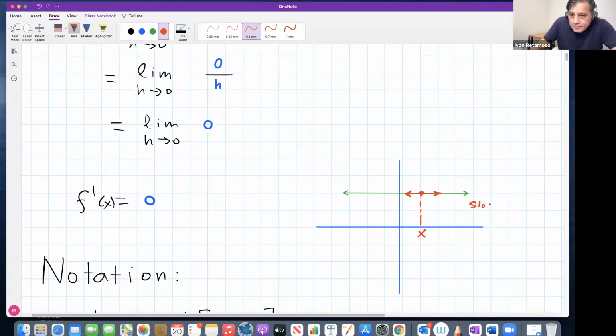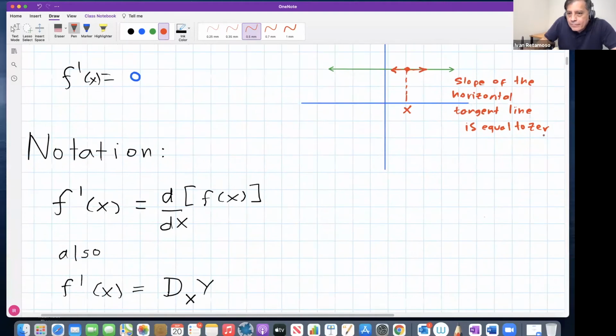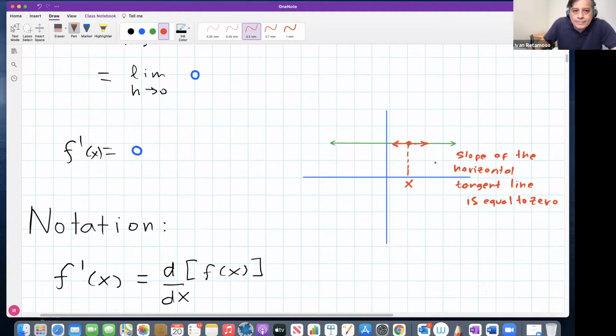So the slope of the horizontal tangent line is equal to 0. All right? So that is the idea when you look at this graphically. The derivative of a constant function is 0.